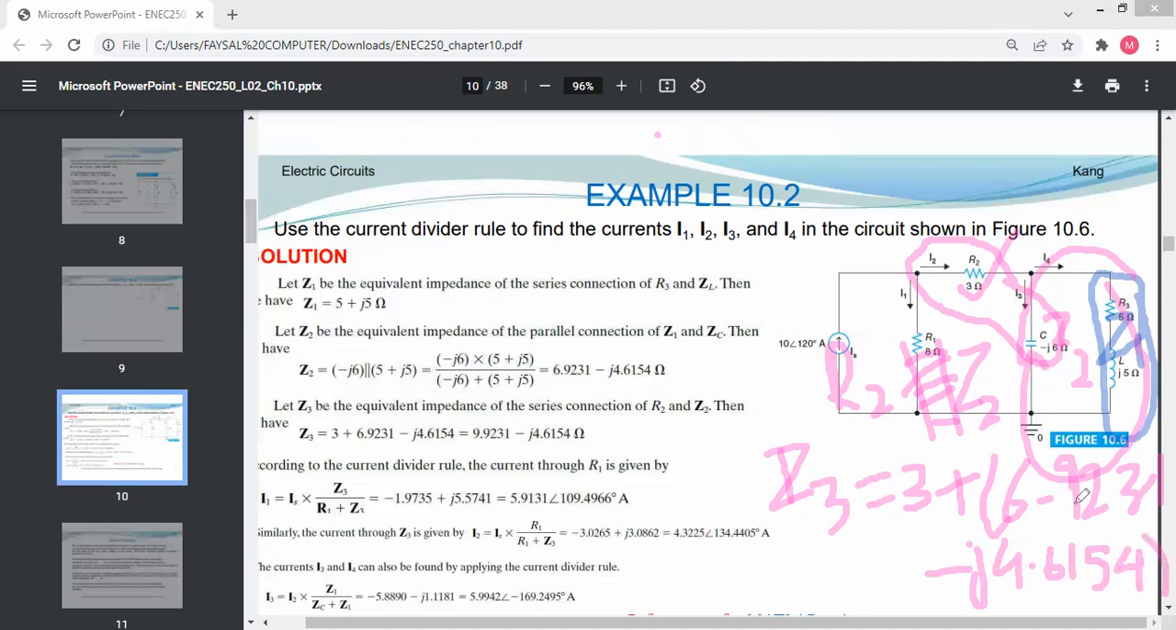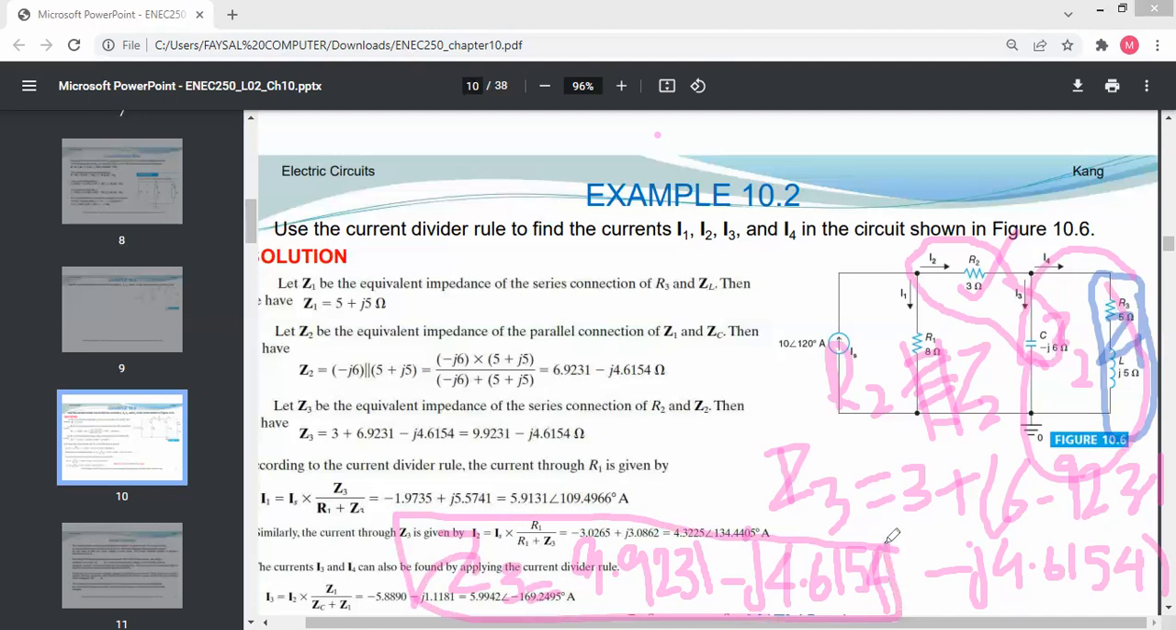So after the calculation, we find that the value of Z3 will be equal to 9.9231 minus j 4.6154. So this will be equal to this one. This is the value of Z3.